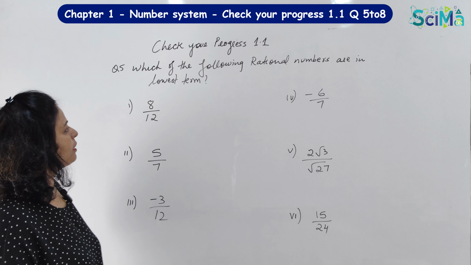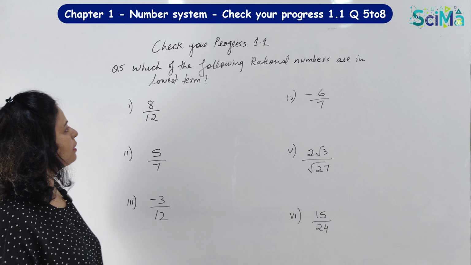D part, 3 by 7, 5 by 11, into 11, here into 11, into 7, into 7. So here we get 33 by 77, here we get 35 by 77. So this is greater, that means 5 by 11 is greater than 3 by 7. Got it?